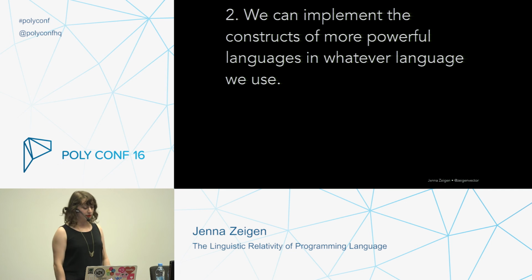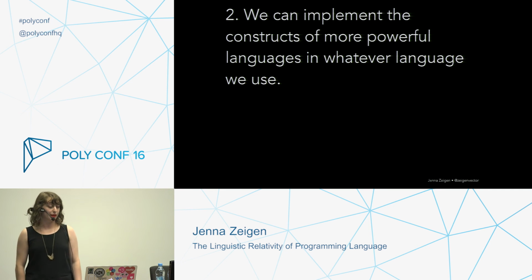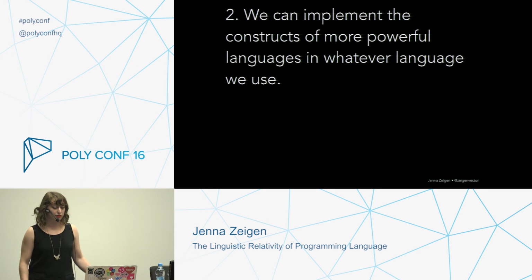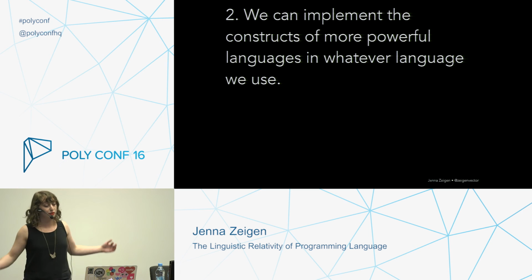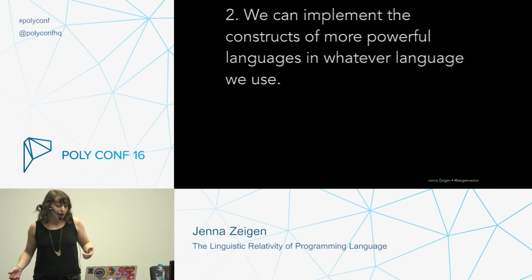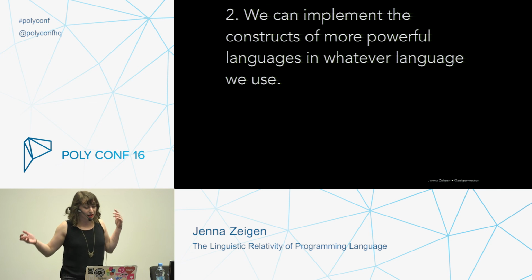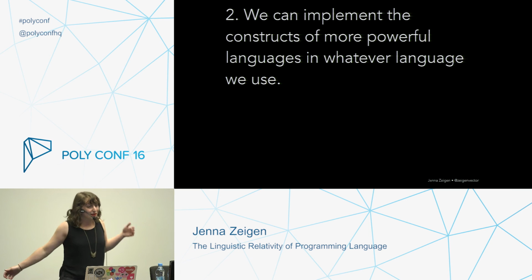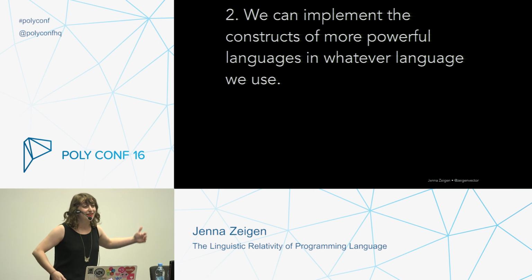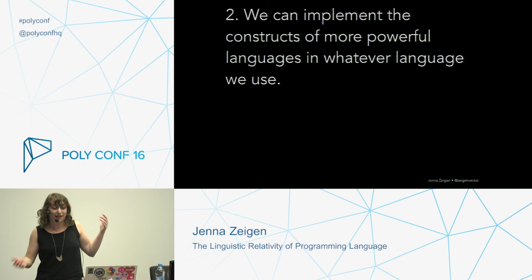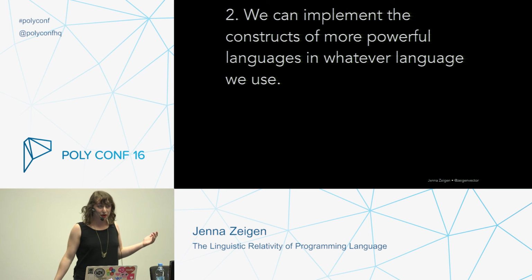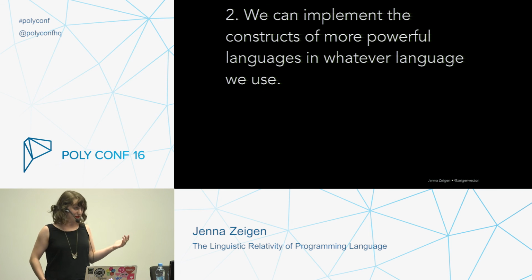So moving on to a second difference between programming languages and spoken or written natural languages, just that we can implement the constructs of more powerful or even just different languages in whatever language we happen to be using. This doesn't really happen with spoken languages on a personal level. Like, I can't return from my trip here in Poland with some cool new Polish words and use them in my everyday speech and expect my friends and coworkers to understand me. But that's kind of what you do when you introduce a new library into your code and expect that your friends and coworkers can do code review for you.